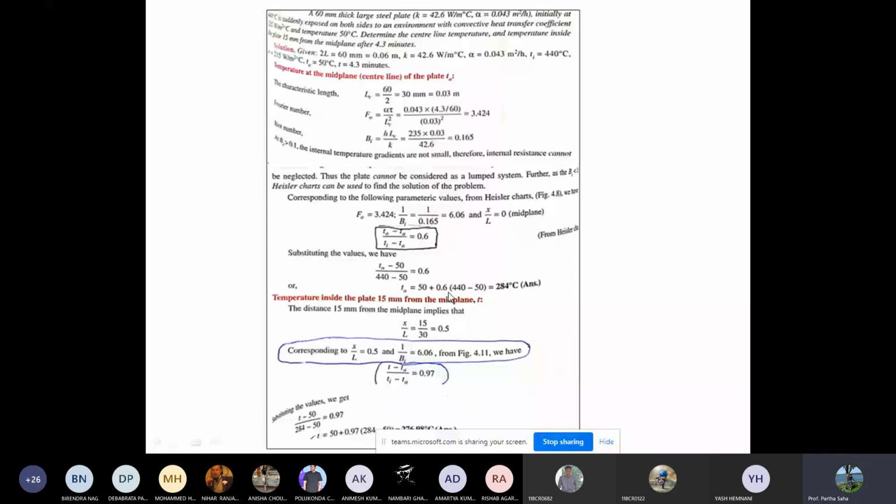Now temperature inside the plate, 15 millimeter from the midplane. So distance will be 15 millimeter from the midplane. X by L, so it will be 15 by 30, 0.5. Because X is the distance being penetrated, right? L is given, so it will be 0.5. Again, X by L, you know, Biot number, you know, 6.06. Again, from figure 4.11, that is this last one, right? We get T minus TA over Ti minus TA, 0.9. And again, you solve for it, and then you get 276.98.